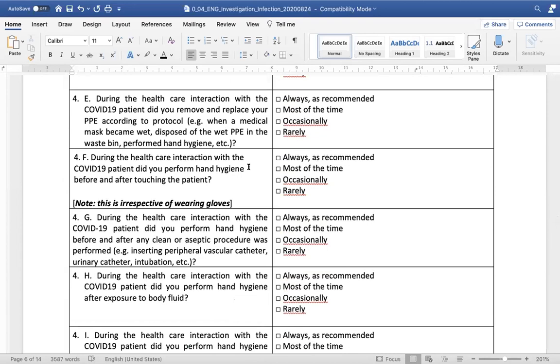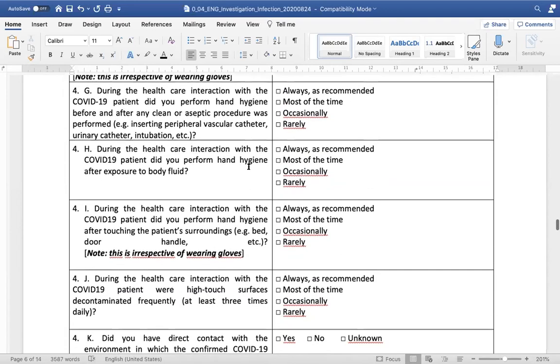Okay, so 4.F, during the healthcare interaction in the COVID patient, did you perform hand hygiene? This is still about the IPC interventions and then preventive measures. Please move down. This whole session is about that. Please, can you move down, please?